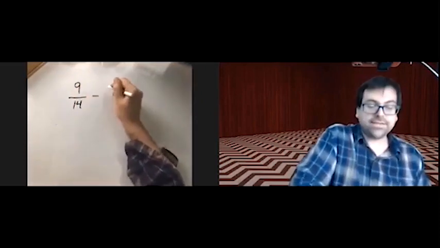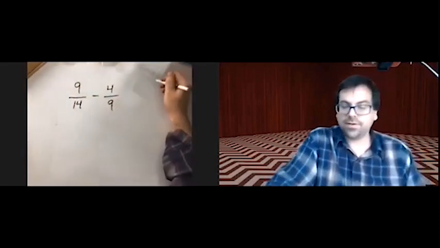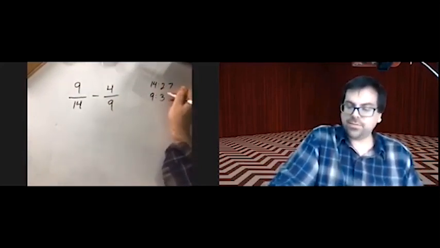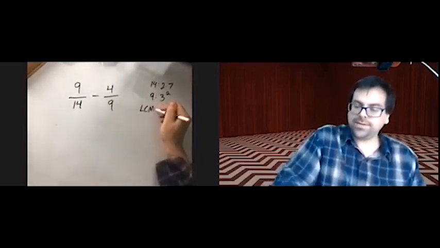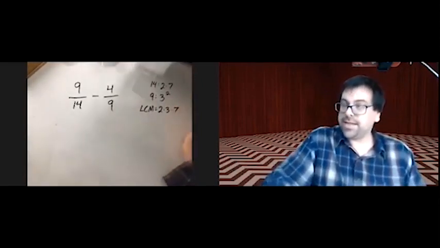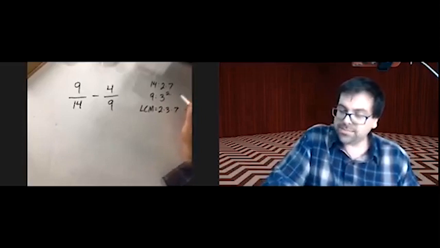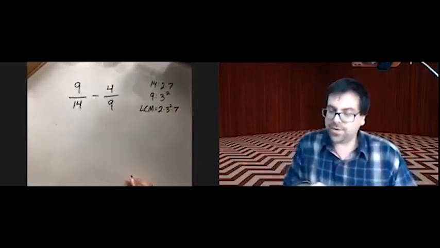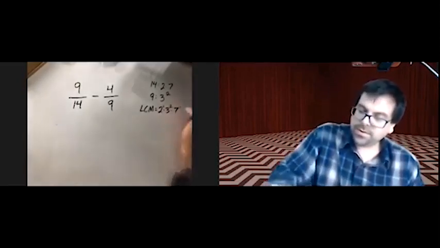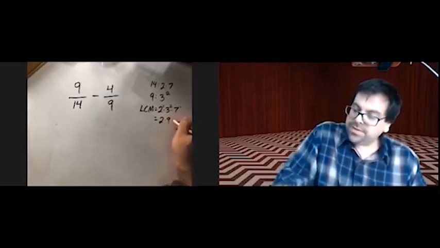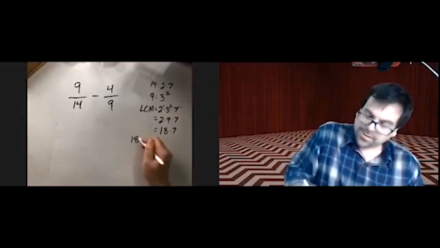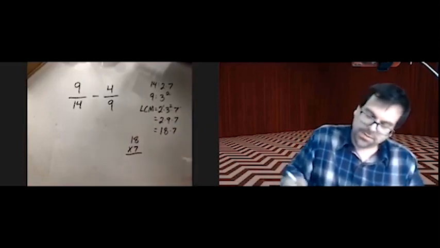Nine 14ths minus 4/9. 14 is 2 times 7. 9 is 3 squared. The least common multiple would be 2 times 3 times 7, raised to the highest power shown. Highest power of 3 is 3 squared. The rest are 2 to the first and 7 to the first. That's 2 times 9 times 7. That's 18 times 7. And that's a problem for doing by hand.